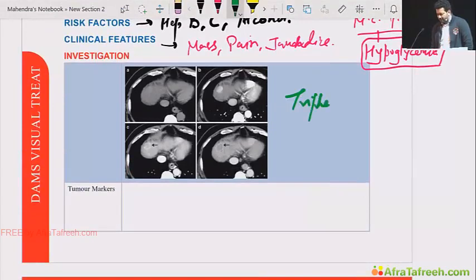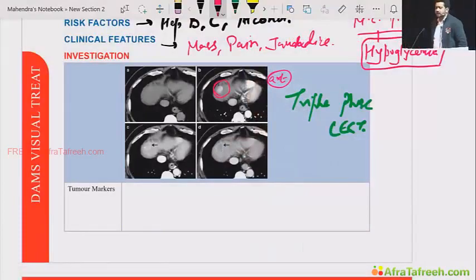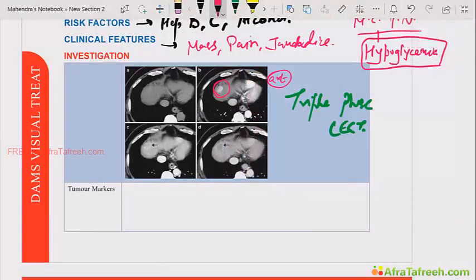Okay, triple phase CT. And what is the characteristic feature in this triple phase CT? There is enhancement in the arterial phase. Okay, enhancement in the arterial phase, because although the liver gets its main blood supply from the portal vein, the hepatocellular carcinoma is exclusively supplied by the hepatic artery. Okay, so triple phase CT, suppose this is not in the options, then MRI is the best answer after this.